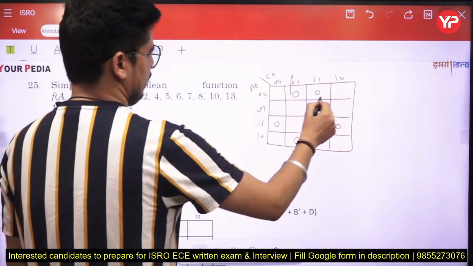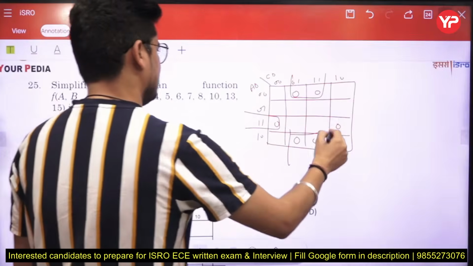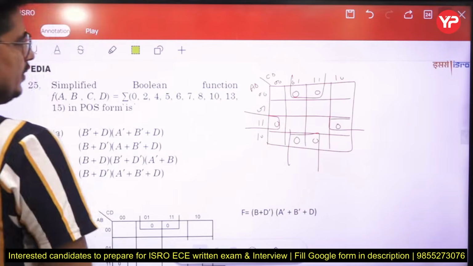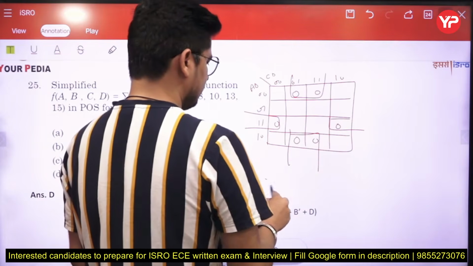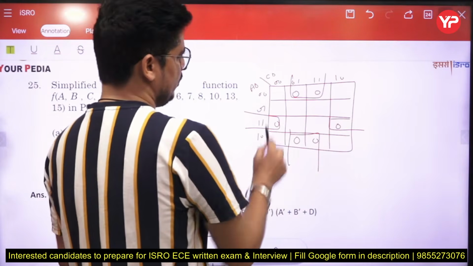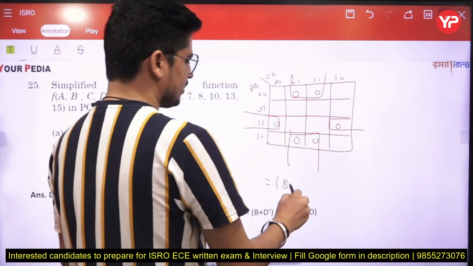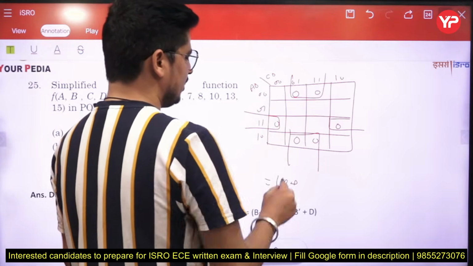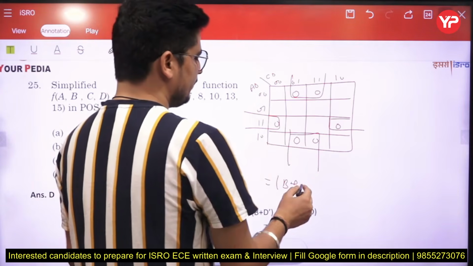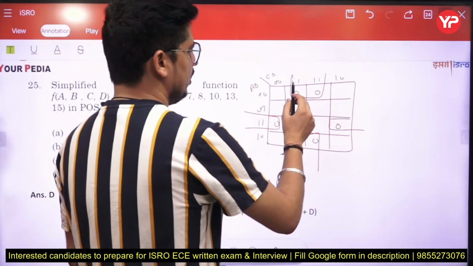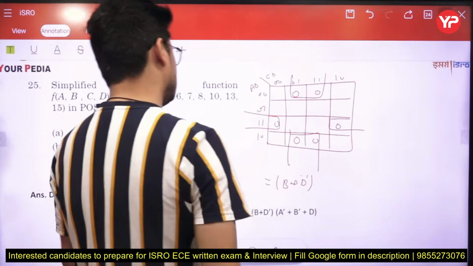So now make a grouping here. We will make a group like this, and this group is like this. Directly you can write the expression from this one. So when you go for this 4 group, the B value is not changing, that is fixed. So that will be B, because we are writing the max term expression. Then POS expression, that B, because 0 will be represented by the variable and 1 will be represented by the complement of that variable. From this side we can check it D dash, right? D is constant, so 2, 1.